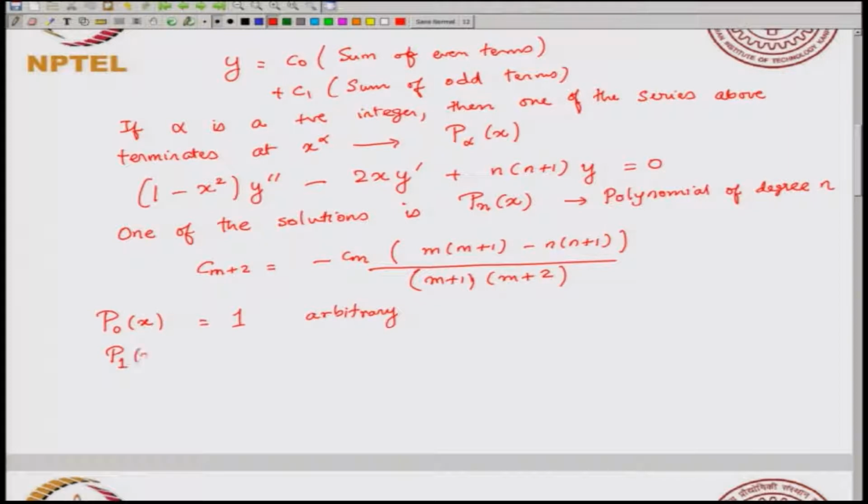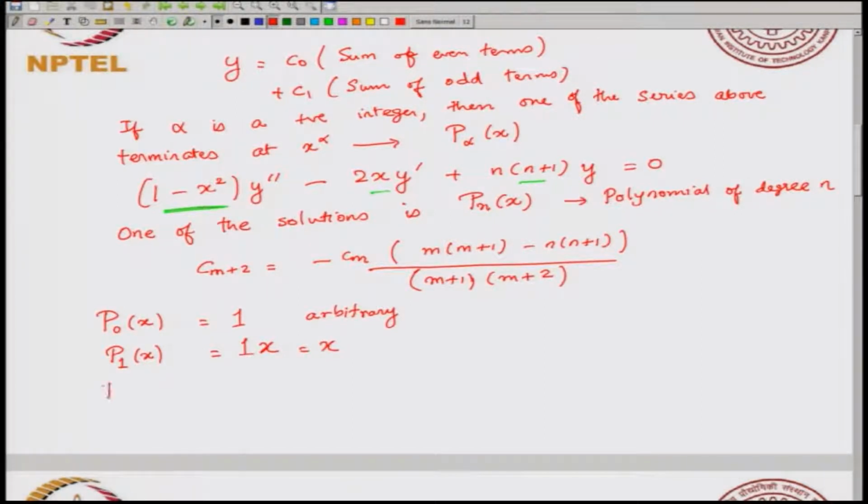Similarly, P1 of x is chosen to be x. For n equal to 1, n(n plus 1) is 1 into 2, that is 2 y. So you have minus 2x y prime plus 2y equal to 0. The second derivative of x is 0, so the first term in the differential equation goes away. When you set y equal to x, y prime is 1, so you will get minus 2x, and this is plus 2 into x. So you can clearly see that x satisfies this differential equation. P1 of x is taken as x, in fact x is the correct solution for this.